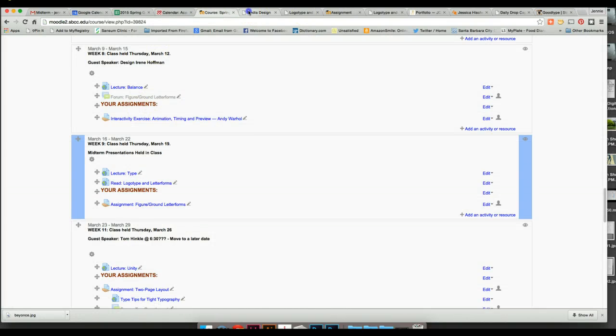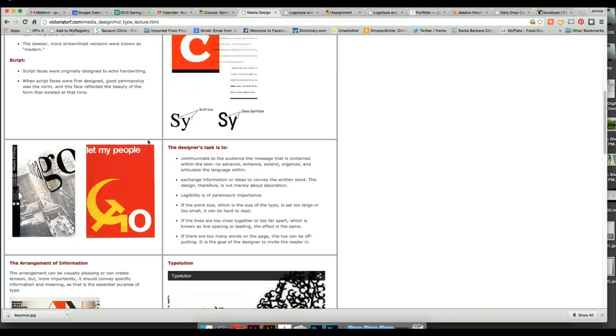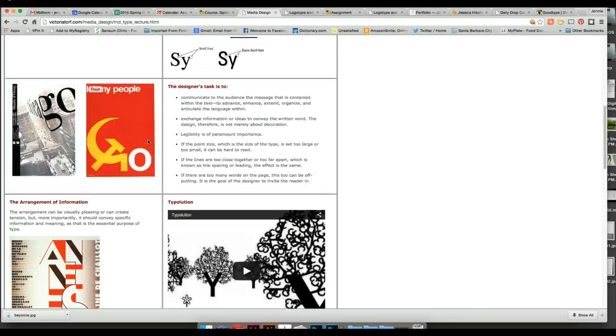Anyway, I like type. I'm kind of a type nerd. Okay, so the designer's task when you're using type.